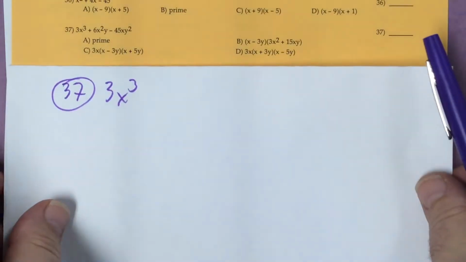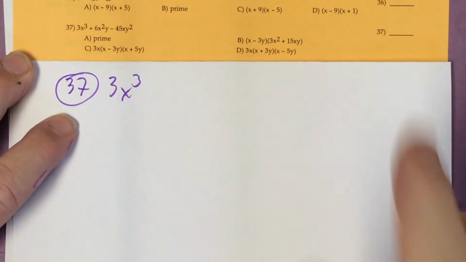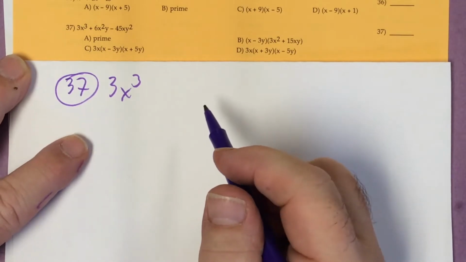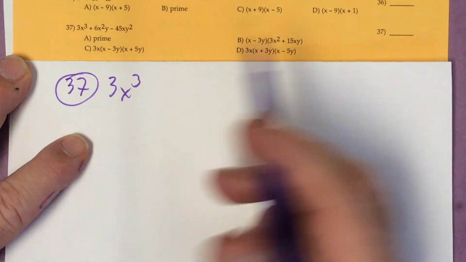Okay, we're back. We're going to continue to take a look at the remaining 14 questions on the practice test, beginning with question 37. And this is going to be 3x to the third plus 6x squared y minus 45. It says to factor the trinomial completely.